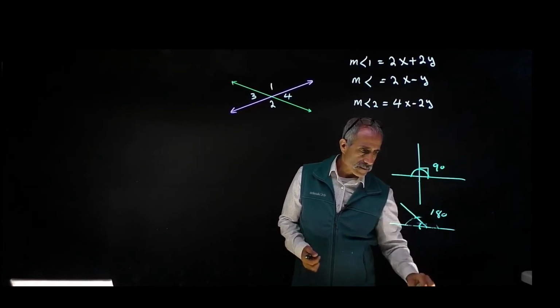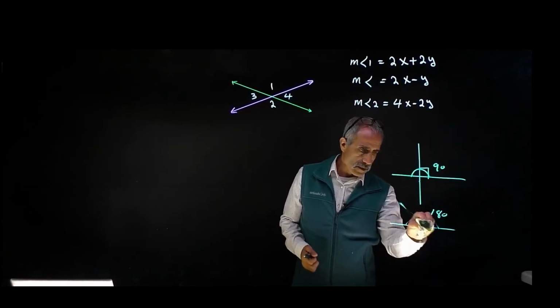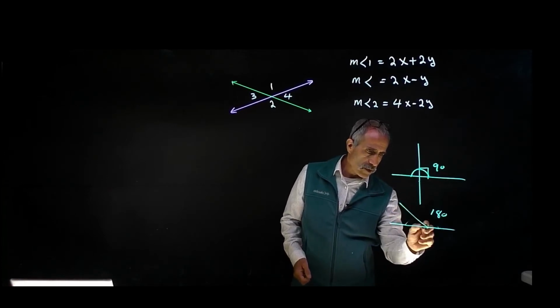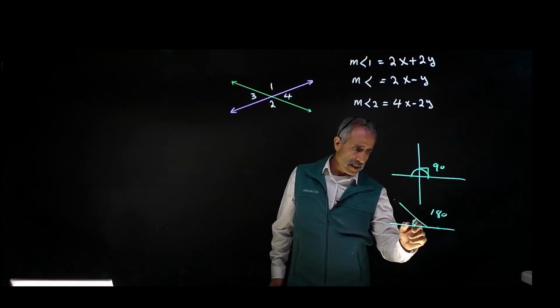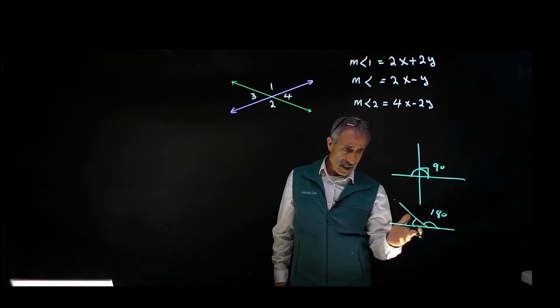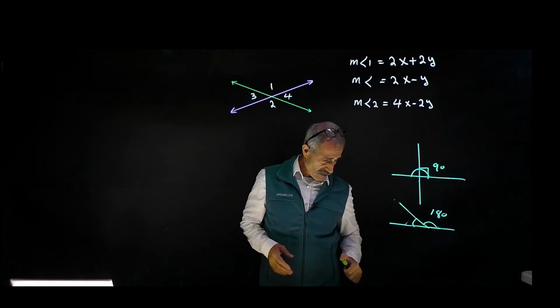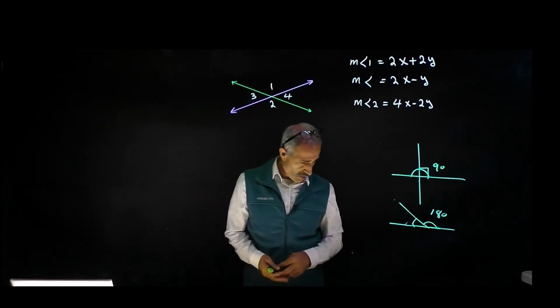Let me do this again. There we go. So I got 2 angles here. That means this angle plus this angle comes out to 180 degrees, supplementary. So we're going to take advantage of that relationship to solve this equation.